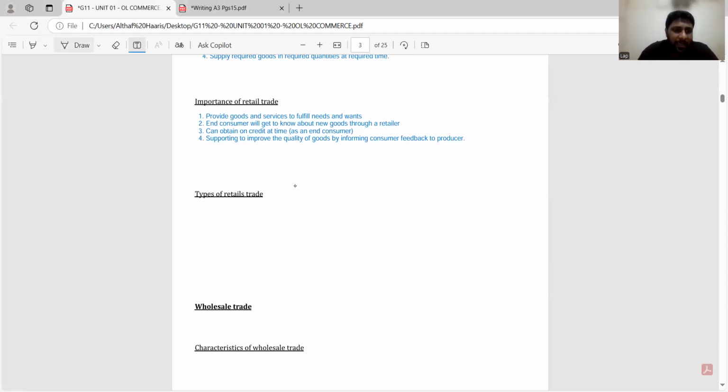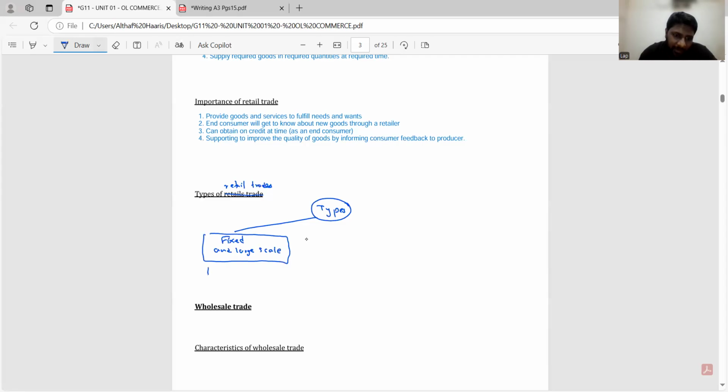So now let's write certain types of retail traders. Change it to retail traders. Types. Fixed and large scale. Example, supermarkets.